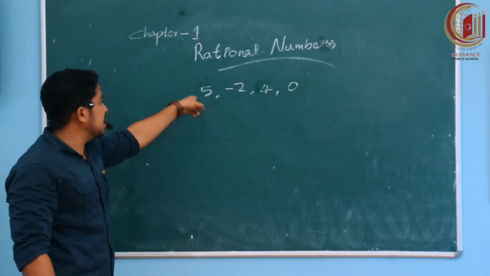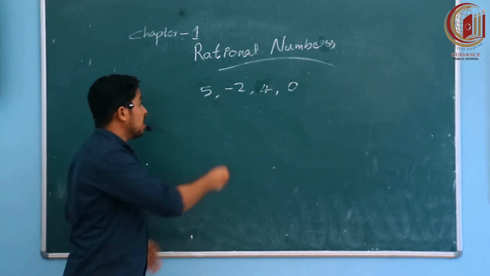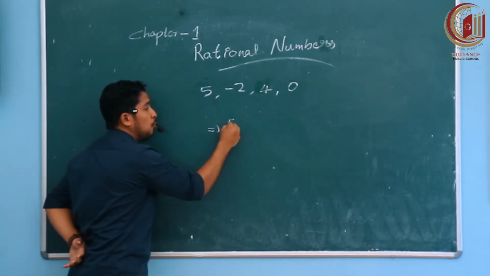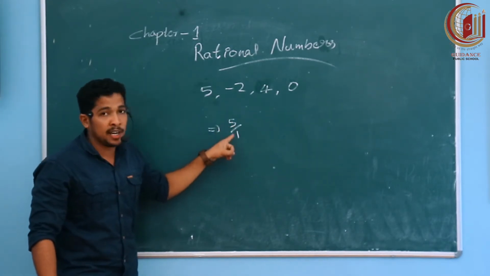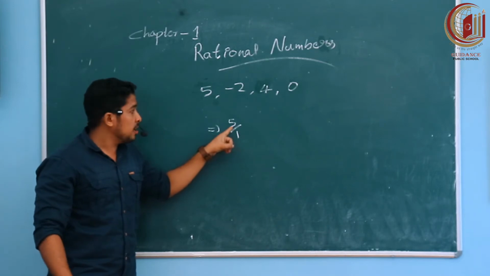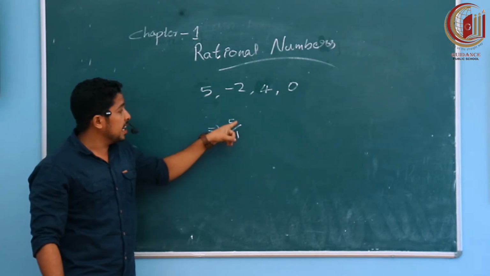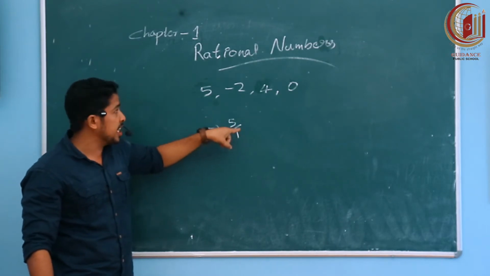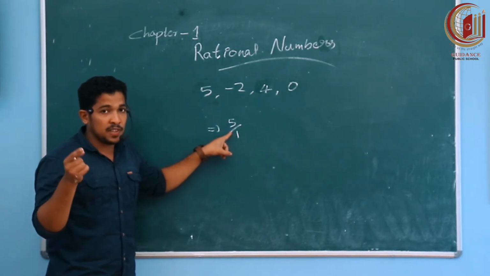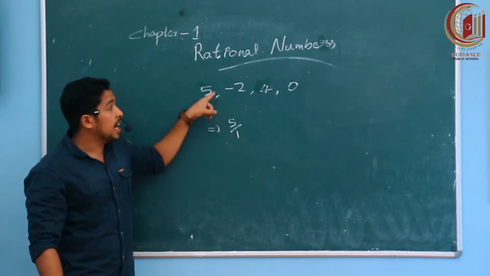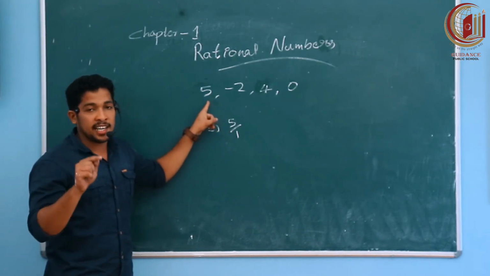The first number 5, is it a rational number? Yes, absolutely. We can write this number as 5 by 1. Then 5 can be expressed in the form of 5 by 1. We know that 5 is an integer and 1 is an integer. Both of them are integers and we can express it in the form of p by q. Then 5 is also a rational number. In your previous classes we discussed 5 is a natural number and a whole number. In this class we study that 5 is also a rational number.